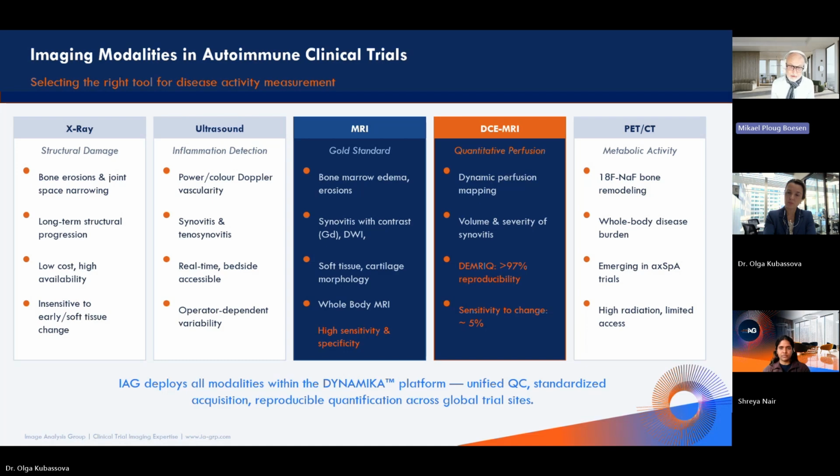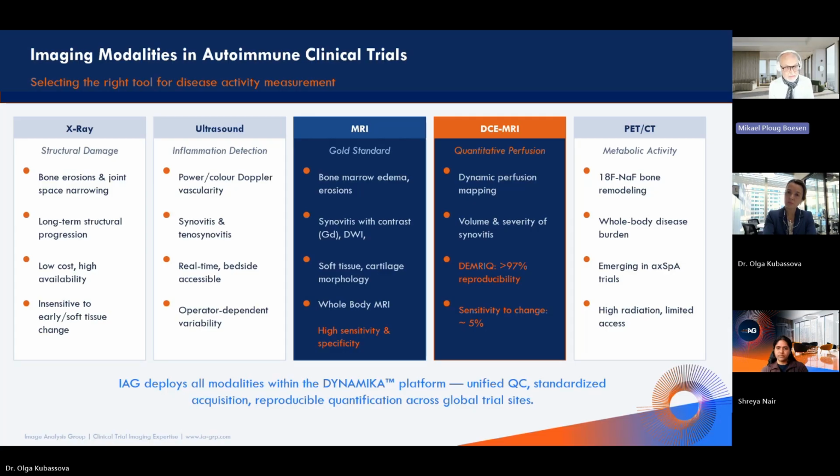PET is also a whole body technique because once you give the tracer, you can image the whole body and get information from the whole body. But it comes with radiation and you have to put that into your equation. It also comes with a higher cost as well as some limitations because not all sites in the world have this.